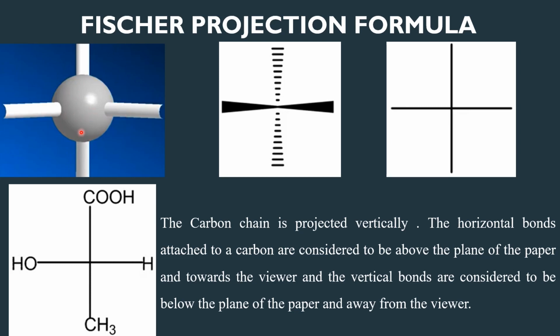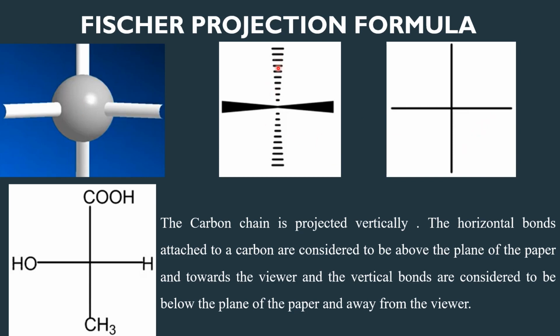So when I'm looking at this molecule, these two bonds are coming towards me. They have to be shown with the thick wedges like this. And these two bonds are going away from the viewer. They have to be kept in the vertical side as dotted wedges or hatched wedges. This is the flying wedge formula corresponding to this three-dimensional structure, and this can be converted into Fischer projection here.